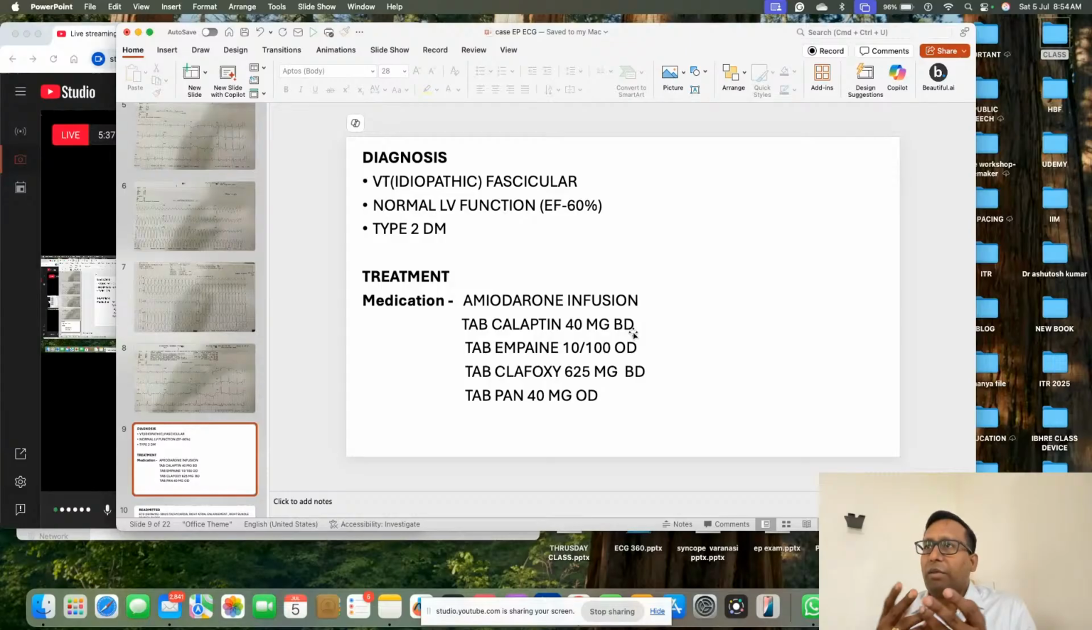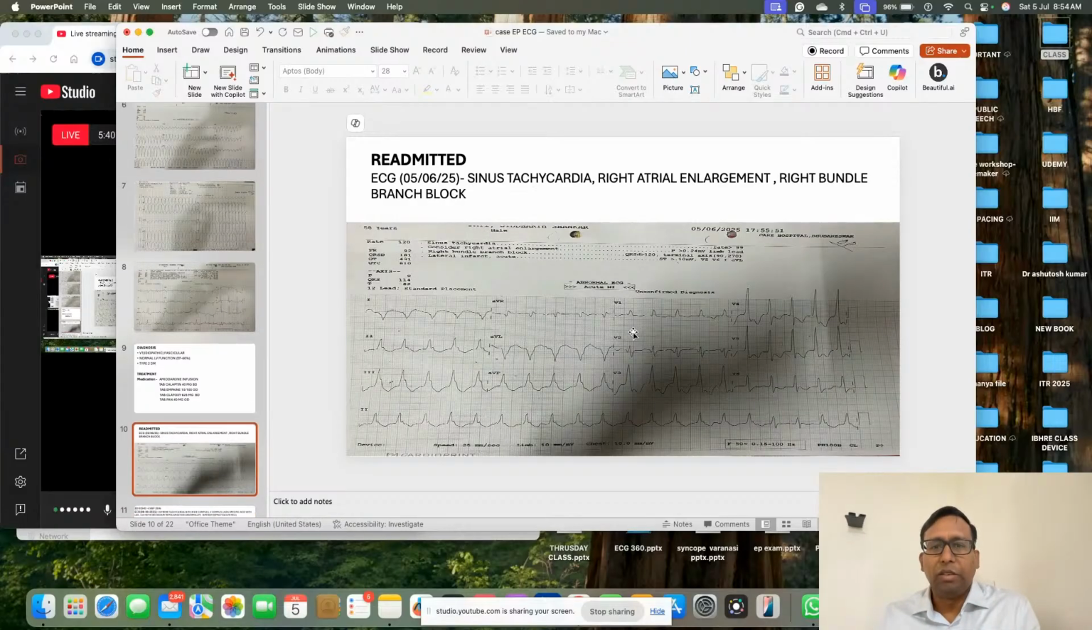The patient has diabetes, no coronary artery disease. The patient was doing fine. Then he was again admitted on 5th June. And is it a sinus tachycardia?